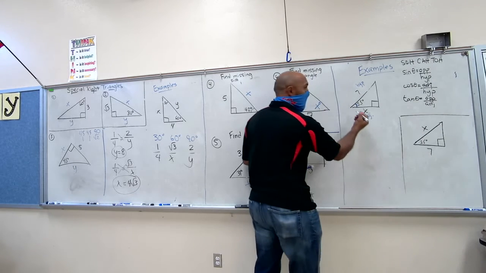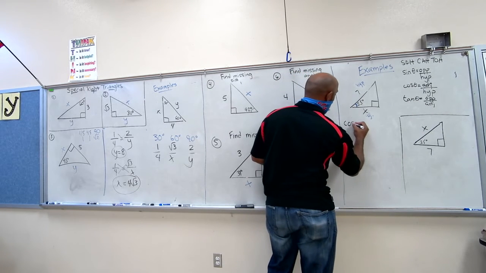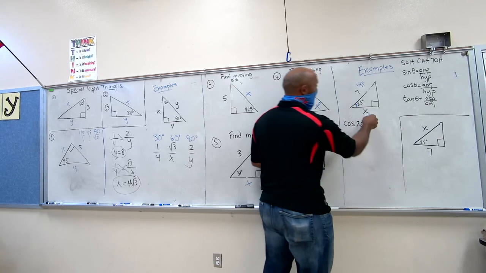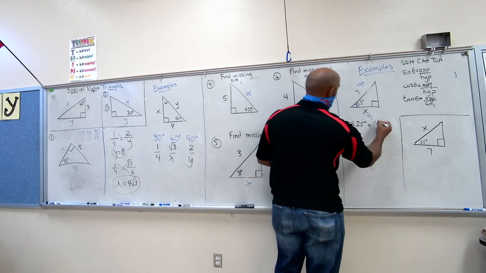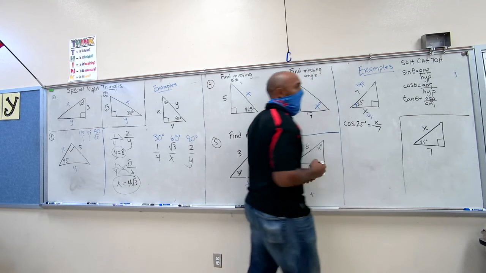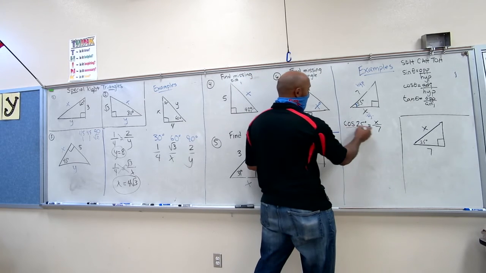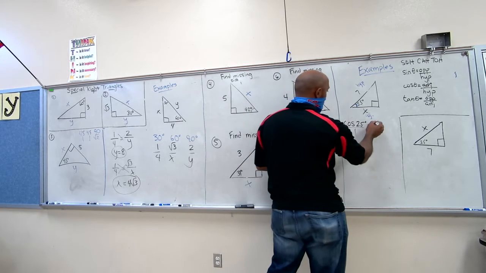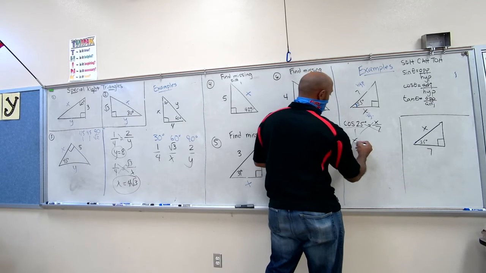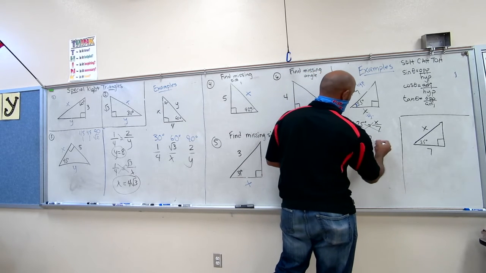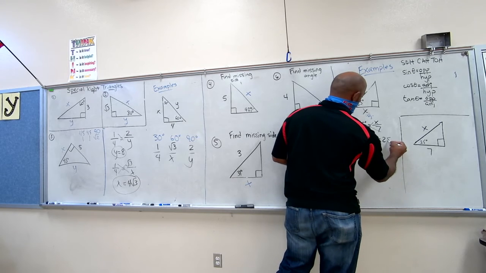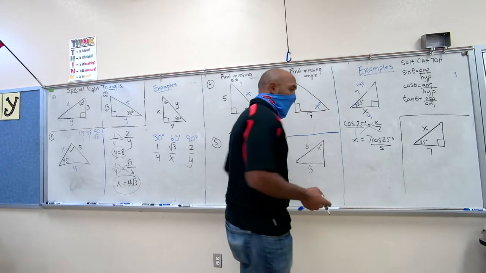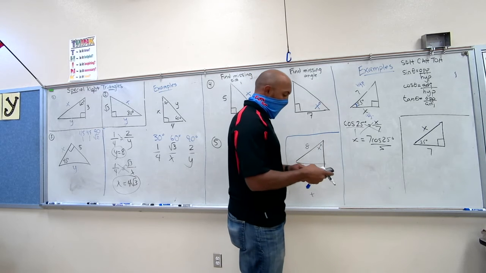Okay, so now what I do is I set up the cosine of that angle, which is 25, is equal to the adjacent side over the hypotenuse. Okay, and now what I can do, just like that last problem with special triangles, is create a proportion and cross multiply. So x times 1 is x, 7 times cosine of 25. And now I'm just going to plug it right into Desmos, or use your calculator to figure that out.